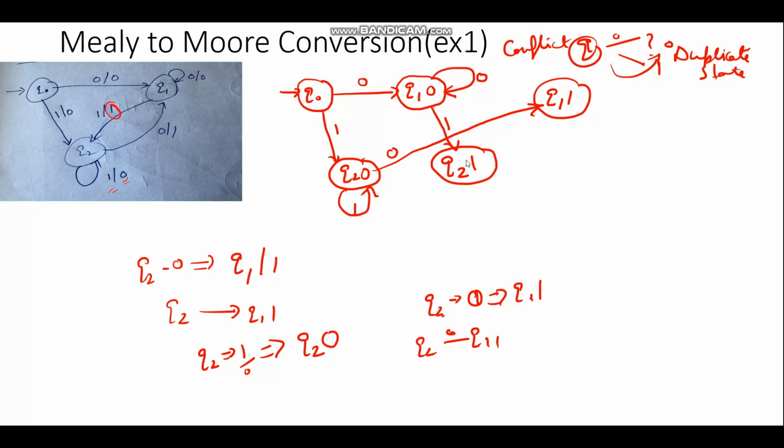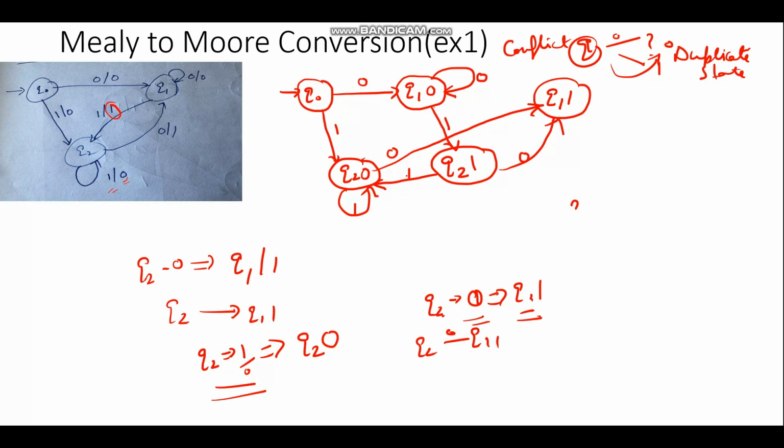Now we have to explore Q2 1 also. So for Q2 1 we will check with input 0 where it is going. With input 0 it is going to Q1 1. So what can we do? We can simply draw an edge like this, which says with input 0. Fine. So next is when Q2 1 is given input 1, it is going to Q2 0. So there can be an edge over here. The edge will be like this.